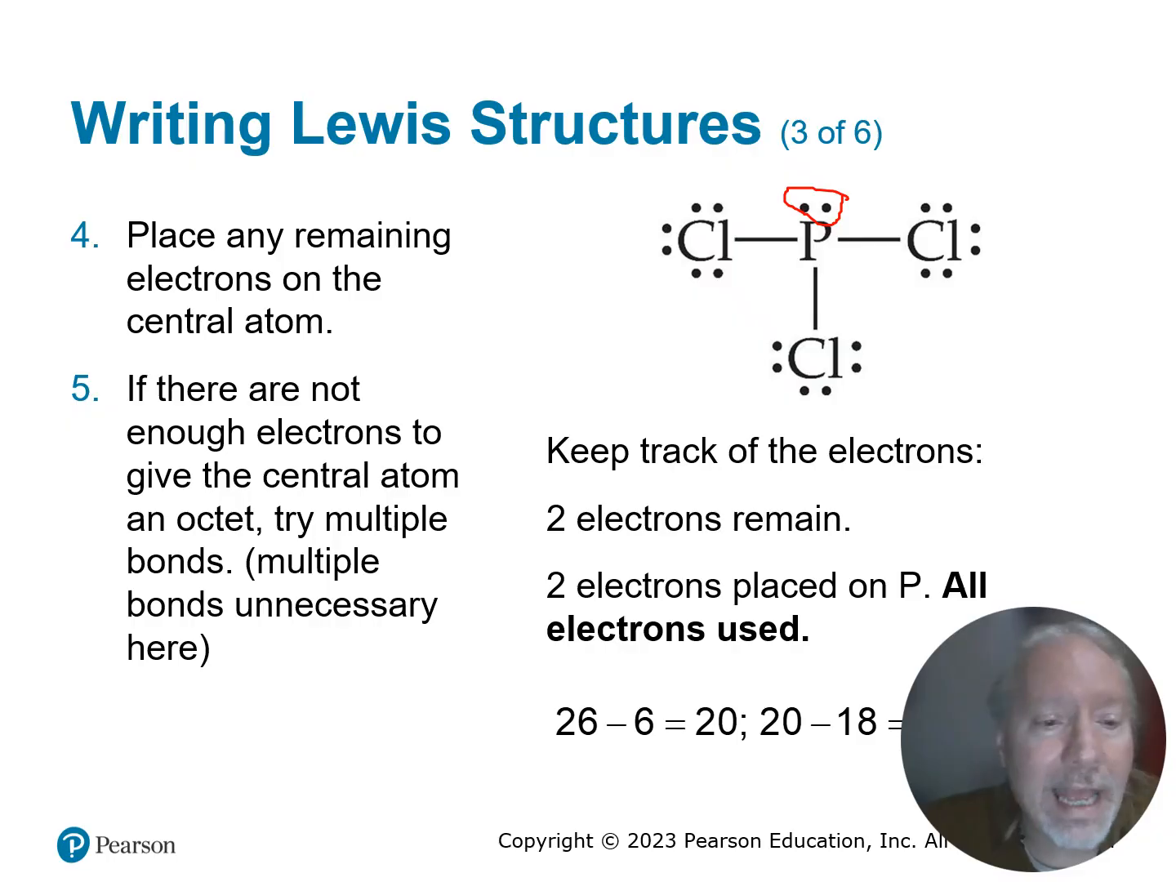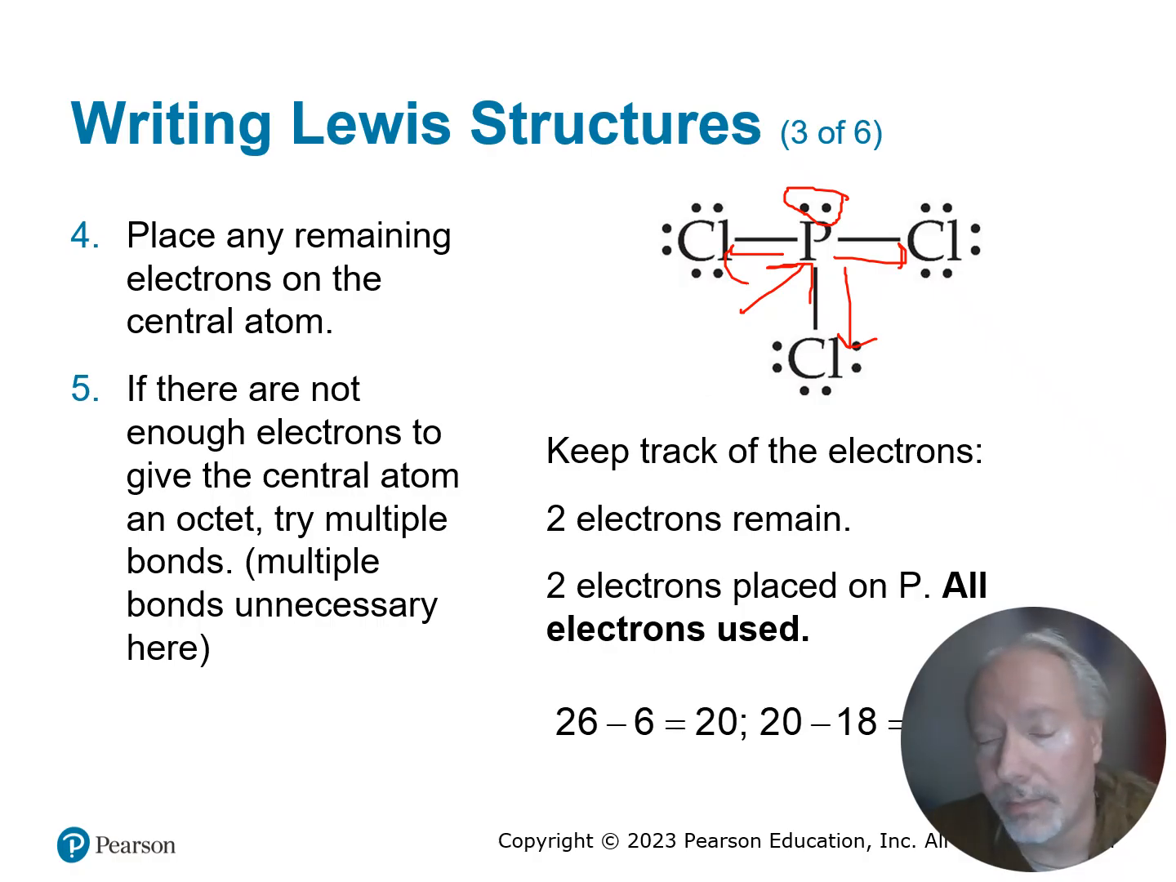And there should be an octet around the central atom now, which is phosphorus. It's less electronegative than chlorine. Remember, the electrons are being pulled towards chlorine. There is a dipole in this entire molecule, but we'll talk about that later. So all the electrons have been placed. All 26 electrons are now placed, and we can now determine the electron domain geometry or the molecular domain geometry or both.